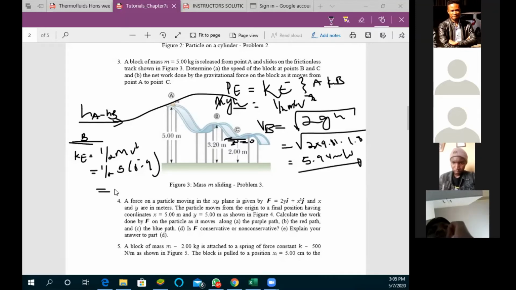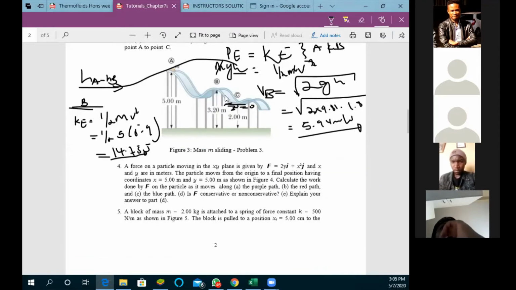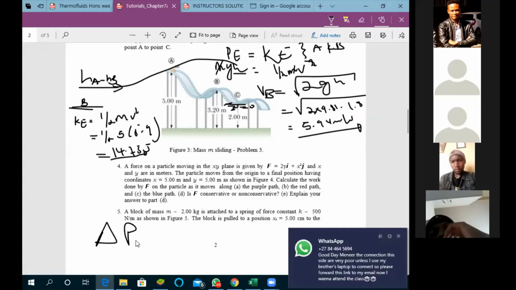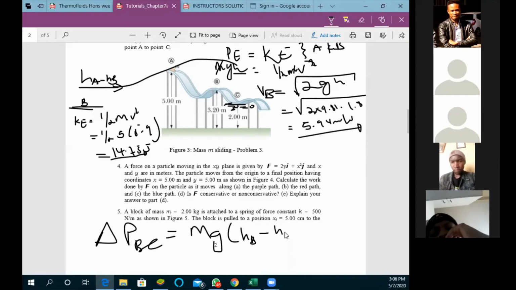I'm getting 14.75 joules. This is the total kinetic energy that the mass possesses at point B. So now to this kinetic energy, you're going to add another change in potential energy, which is the change in potential energy between points B and C, given by mg(hB minus hC).